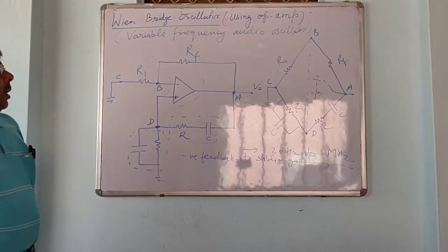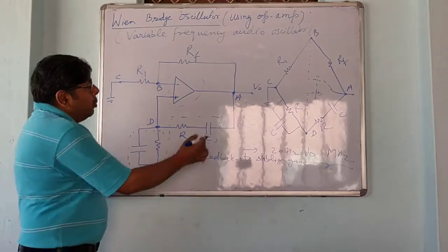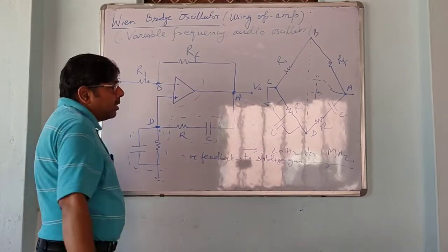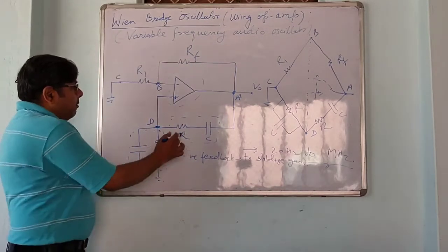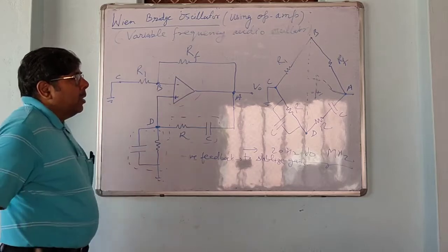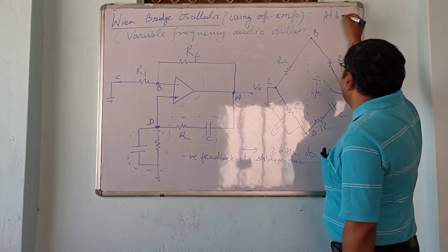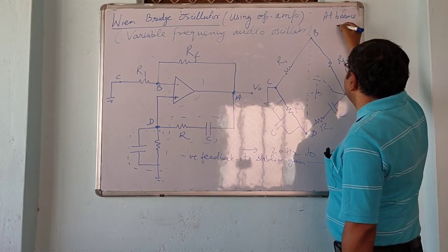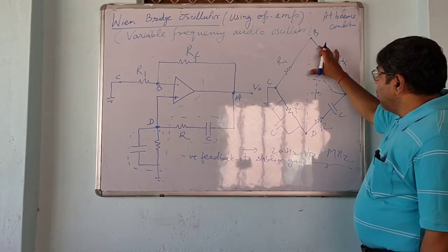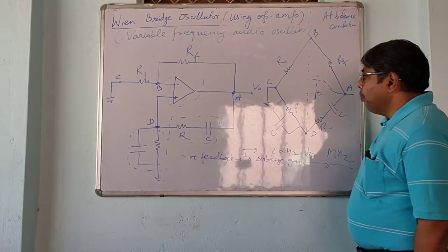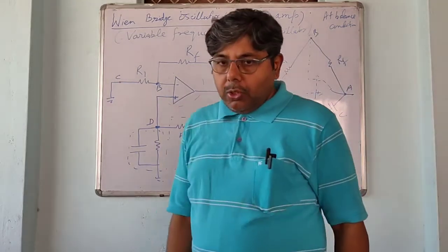Okay, and positive feedback means no phase shift. Output and input are at the same place. So the total phase shift provided by this feedback network must be 0, and at balance condition, the phase shift provided by this balanced bridge is 0. So that's why we are using a bridge here to provide 0 phase shift.